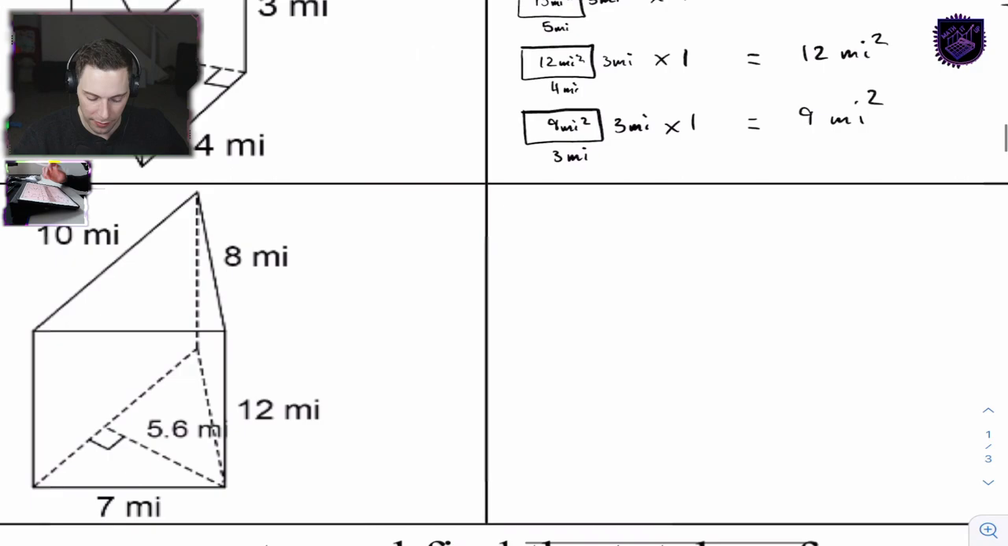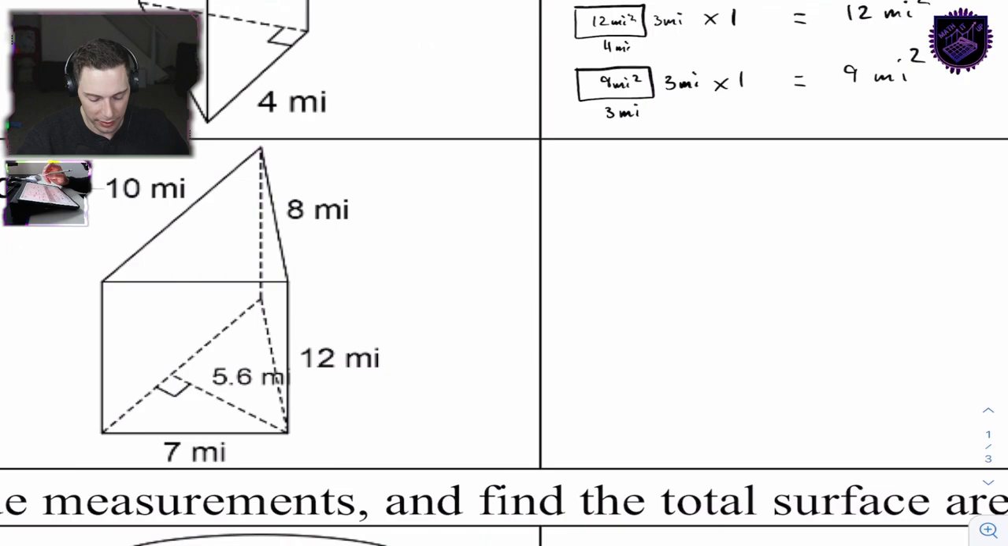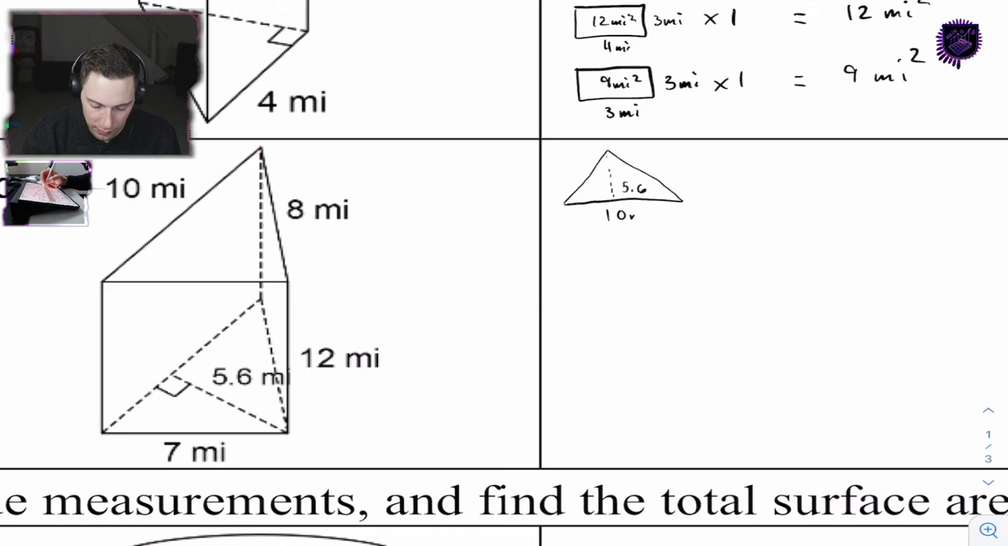So we have 10, 8, 12, 7. All right, so we have a triangle, and the base is 10, and then the height is 5.6 miles. Then we have three rectangles, all with a length of 12, and then 8, 10, 7.